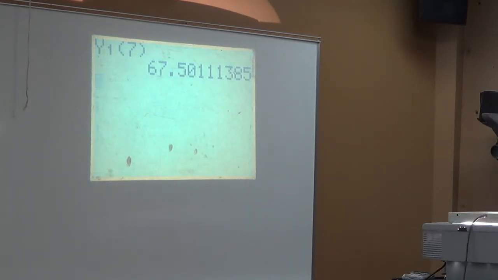D9 minus D10. D9 is the Y2 value. D10 is the Y1 value. C9 is the X2 value. C10 is the X1 value. So Y2 minus Y1 over X2 minus X1.